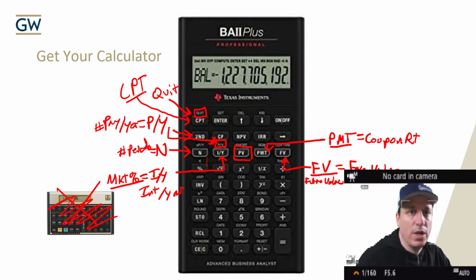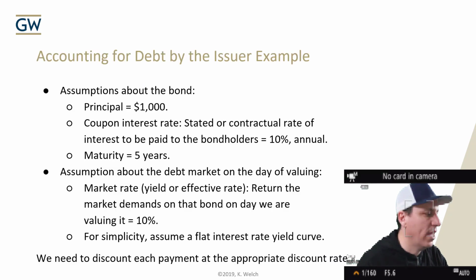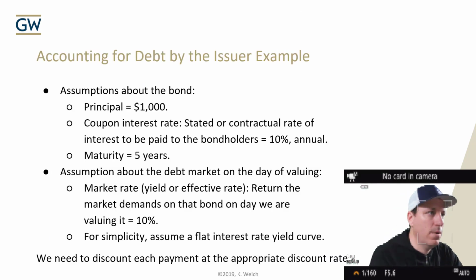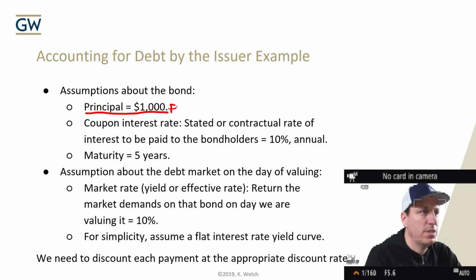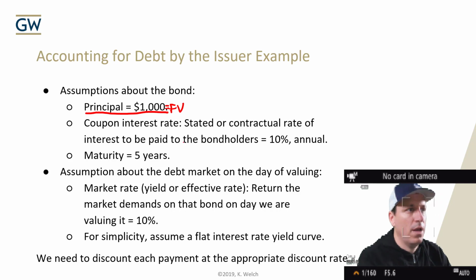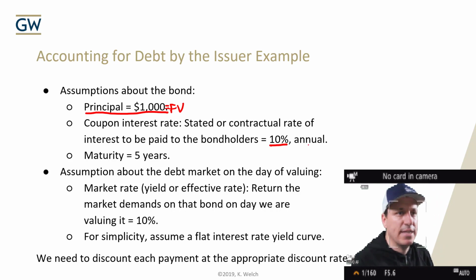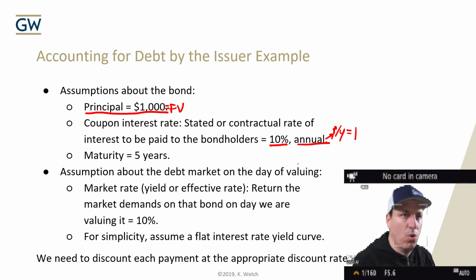So let's go through an example of how we use these buttons to determine the value. Okay, so we have a few things written on here. We have this problem with the principal amount. This is the face value principal, so this is going to be what we put into our future value button. Coupon interest rate is equal to 10% and it's paid annually. Well, that annual lets us know the number of payments per year. Payments per year should equal 1, right? And 10% is that coupon payment amount.